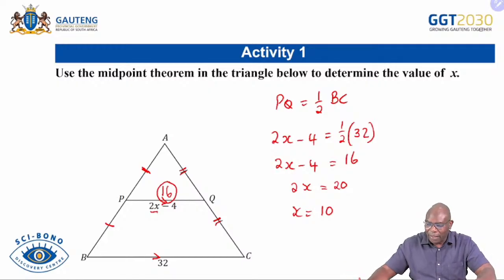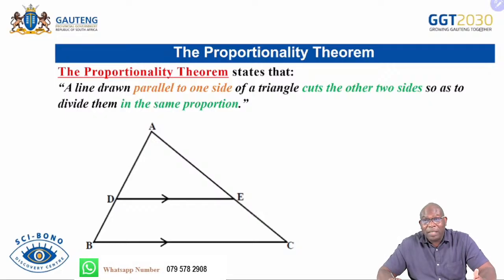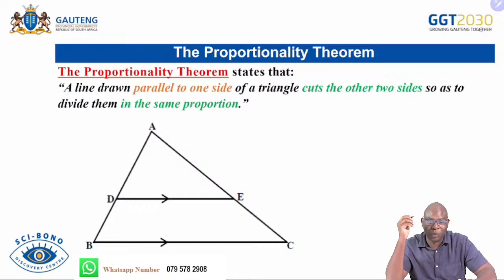Now, before we go to the next activity, let's look at the proportionality theorem. Now, this is very important, and please check this with your midpoint theorem. The midpoint theorem states that if a line joins the midpoints of two sides of a triangle, it's parallel to the third side and it's half the third side.